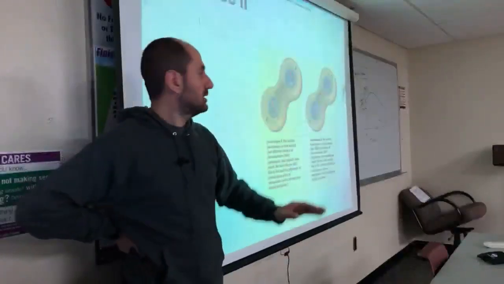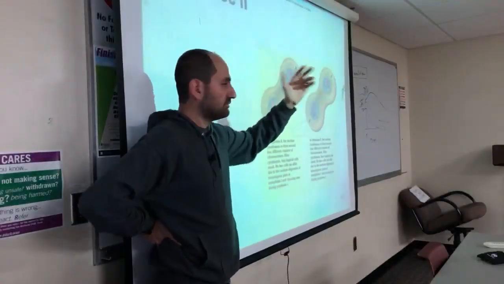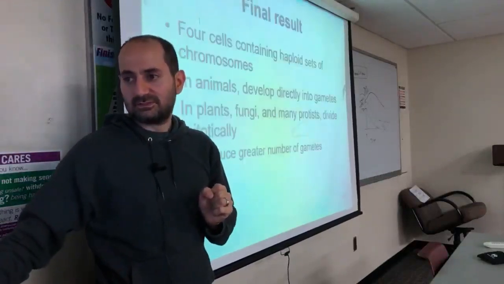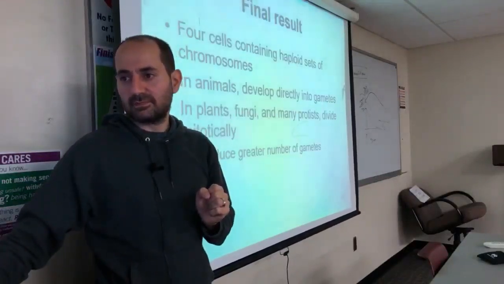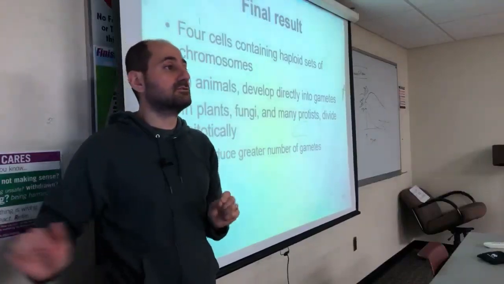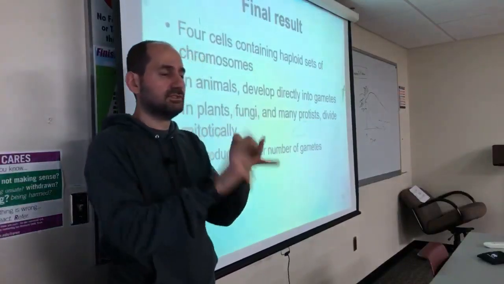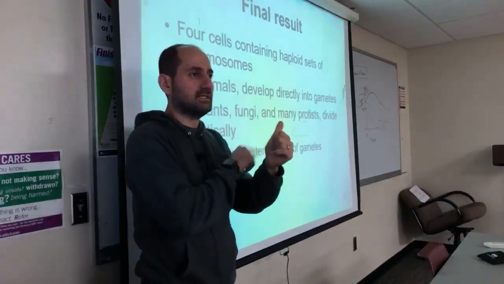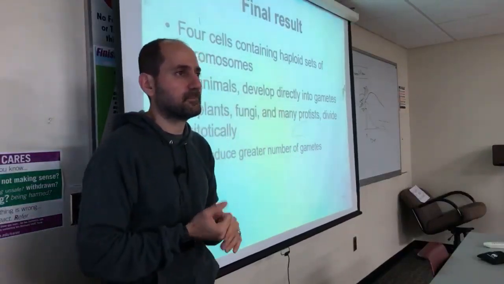So what does that mean? None of these 4 cells have the same information. Not the same genome. And those cells are haploid. They have 23 chromosomes each. They are called the gametes, which are the sperm and the egg. Okay?